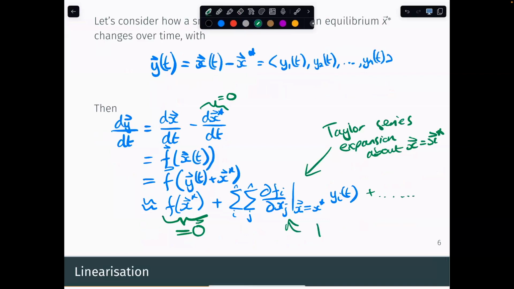So this is just a linear system now. Why do we care about linear systems? Well, linear systems are a lot simpler. They basically just grow, stay the same, or decay.